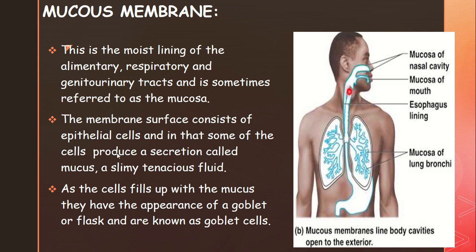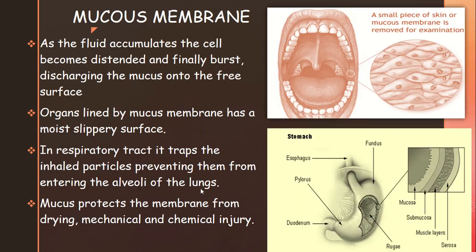So the epithelial cells are the ones which produce the mucus. When the mucus fills these epithelial cells, they take a shape like a goblet or flask, so they are called goblet cells. As you can see here, in our mouth we have saliva, which is mucus being produced in our mouth. When the cells producing the saliva are filled, they give the appearance of a goblet.